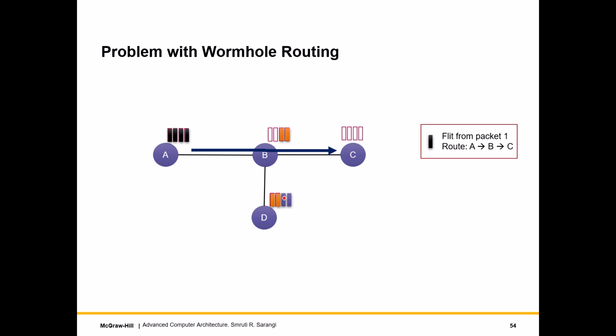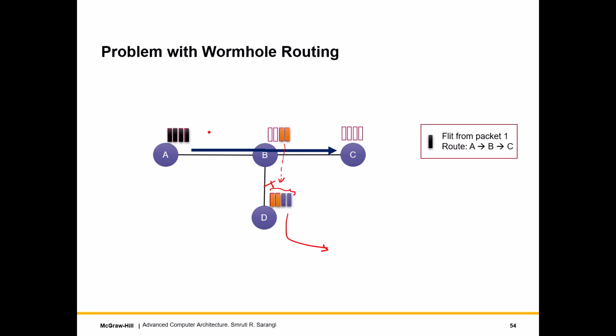But this also has problems which I would like to show in the next slide, which is over here. There is a problem with wormhole routing: a flit from packet 1, if its route is ABC. So in this case, as you can see, the diagram is slightly different. The flit buffers here are full, so there is no additional space, and these orange flits want to come here and these flits want to go somewhere else, and these guys are stuck.